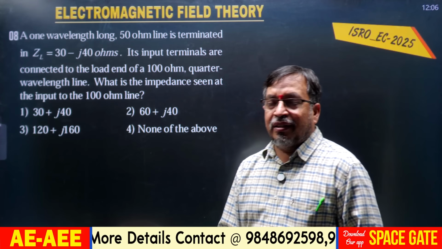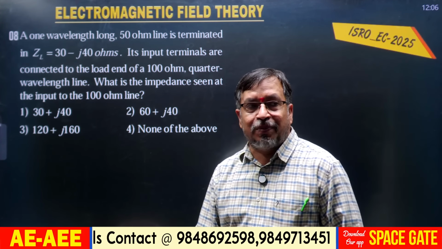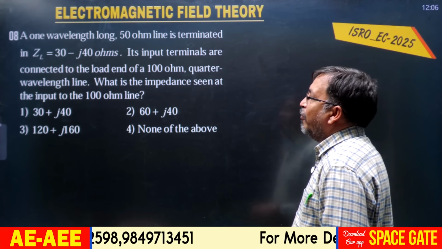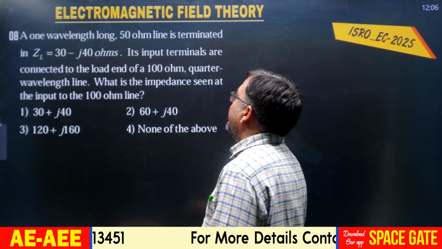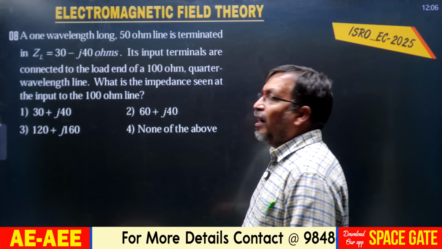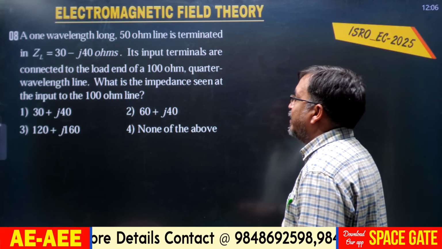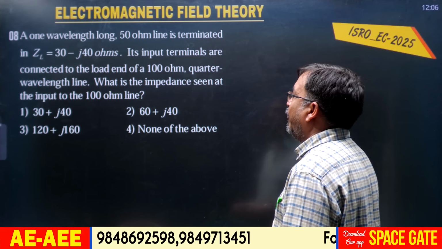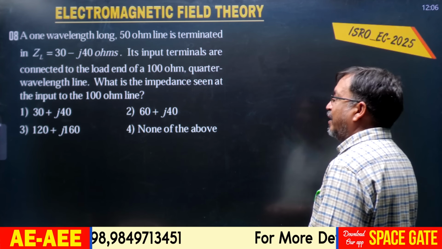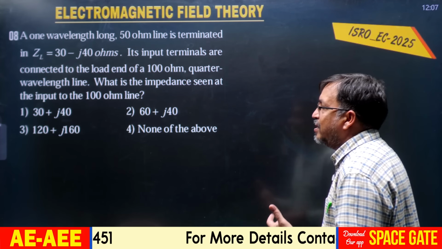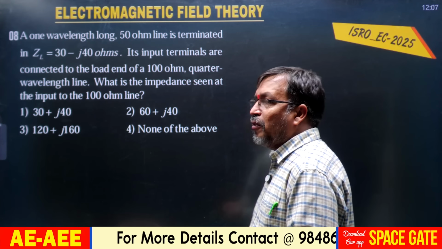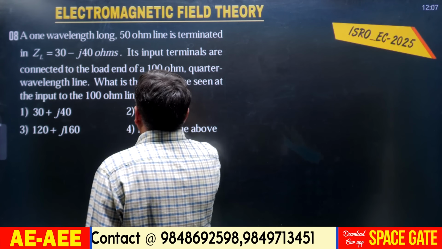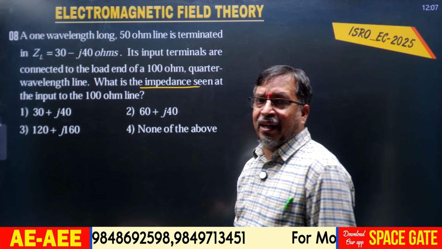Yes, students, this question is also related to transmission lines in the field theory ISRO question paper. A 1 wavelength long 50 ohms transmission line is terminated in ZL equal to 30 minus J40 ohms. Its input terminals are connected to the load end of a 100 ohms quarter wavelength line. Then what is the impedance seen at the input to the 100 ohms transmission line? This is the question, and it is asking the impedance of the quarter wavelength transmission line.